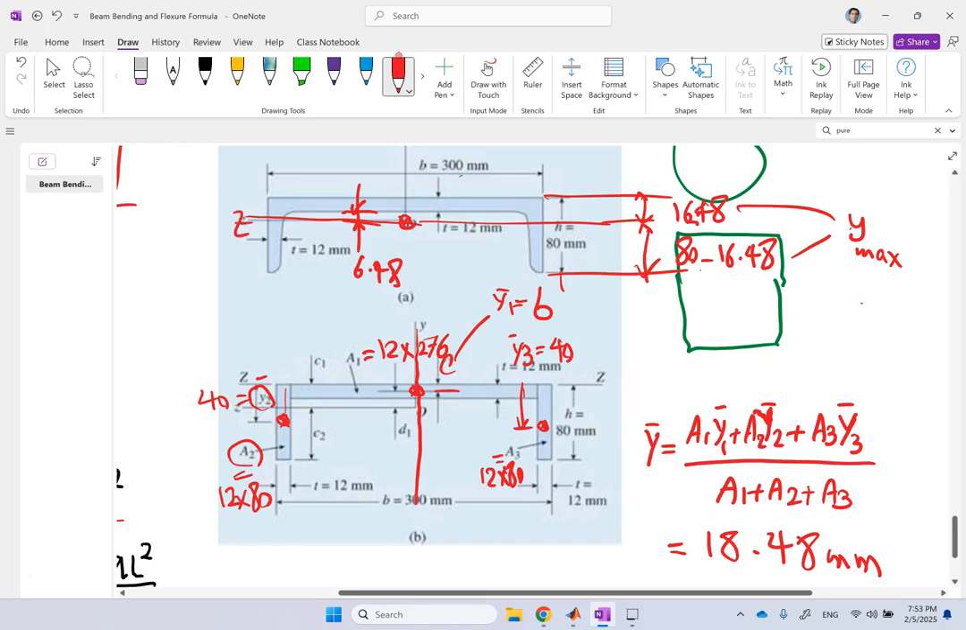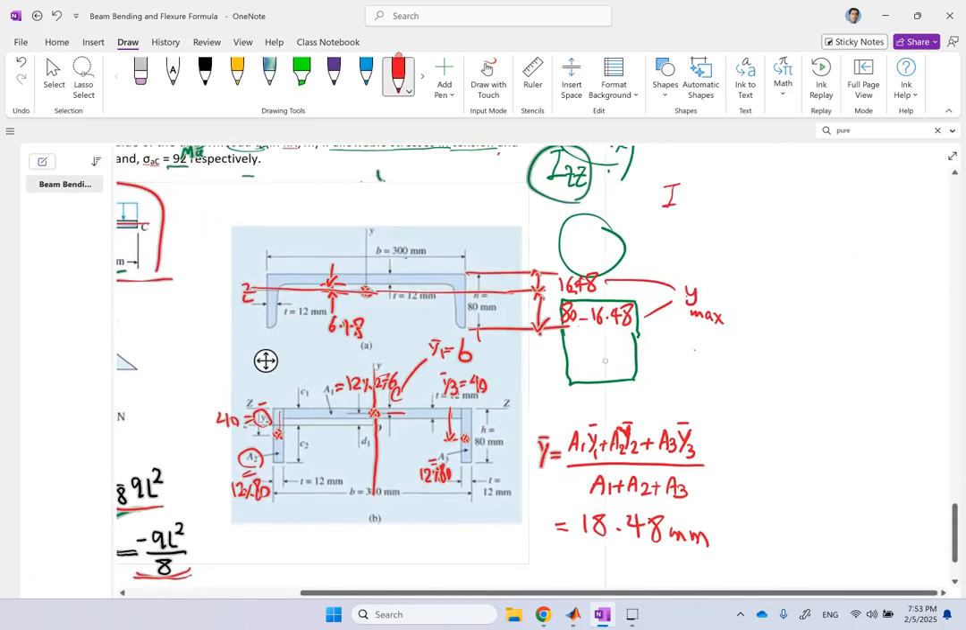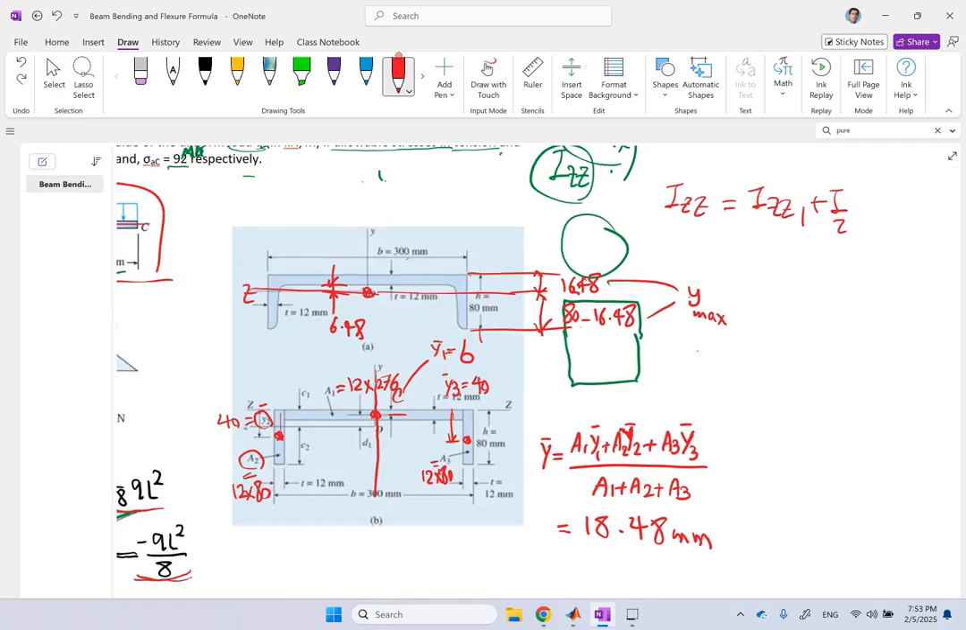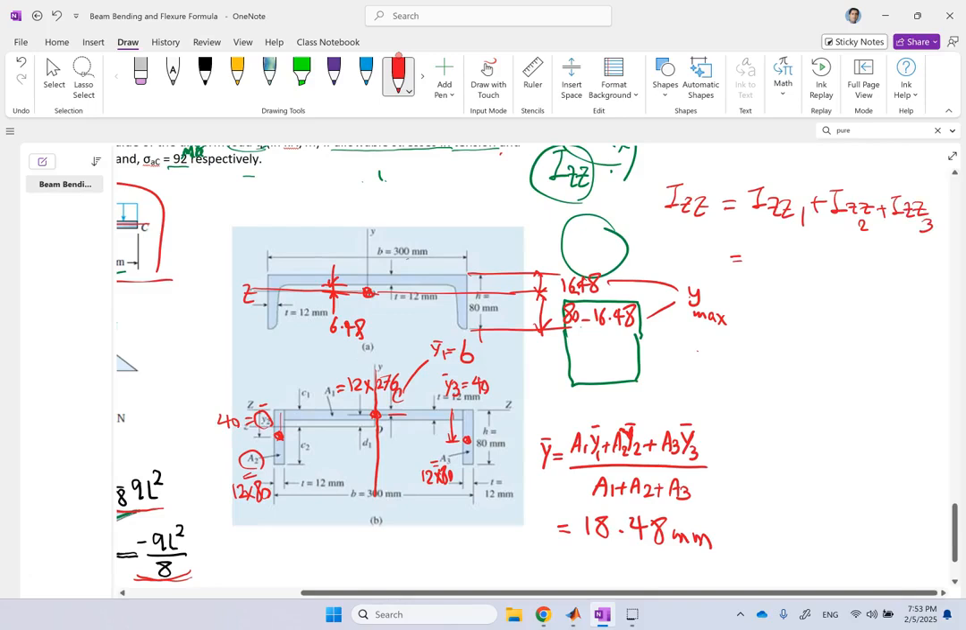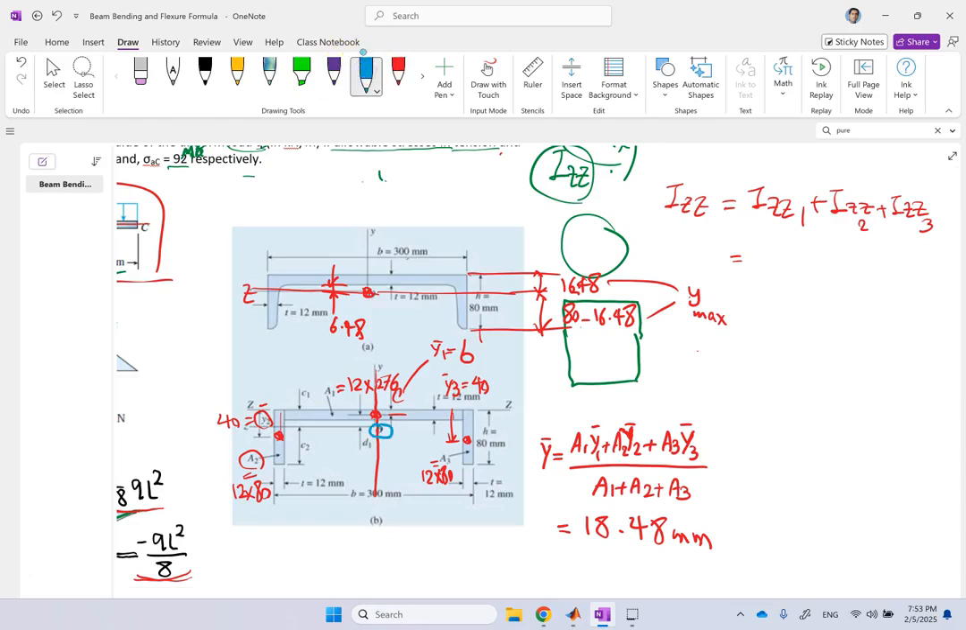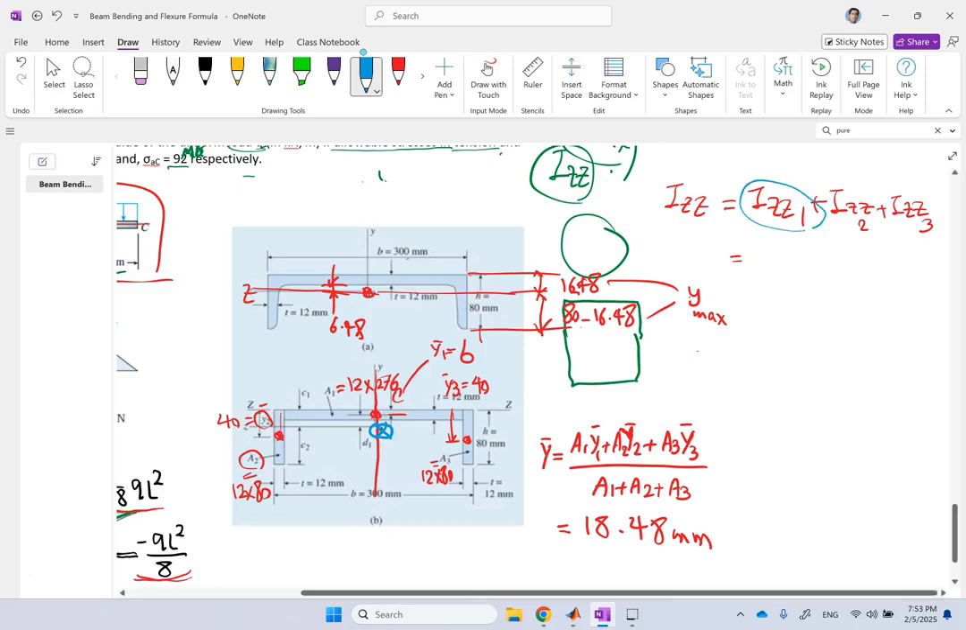The other thing you have to calculate is IZZ, I about the z-axis. What is that? So here I need to calculate IZZ. I have three sections, three rectangles. So if I find each one of them and add them together, that's all I need. The problem is none of these individual rectangles has its centroid at the same location as the total centroid. So the total centroid is here. These guys' centroids are at different heights than this one. So if I want to find any of them, I have to use parallel axis theorem, right?